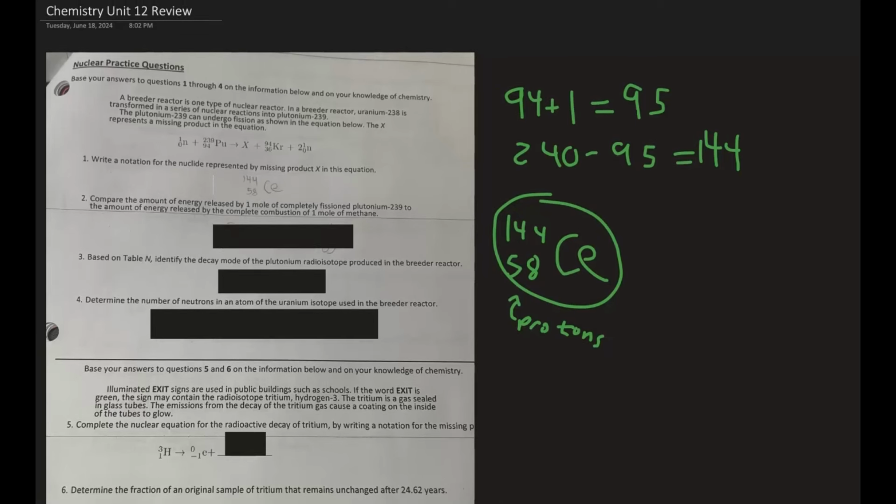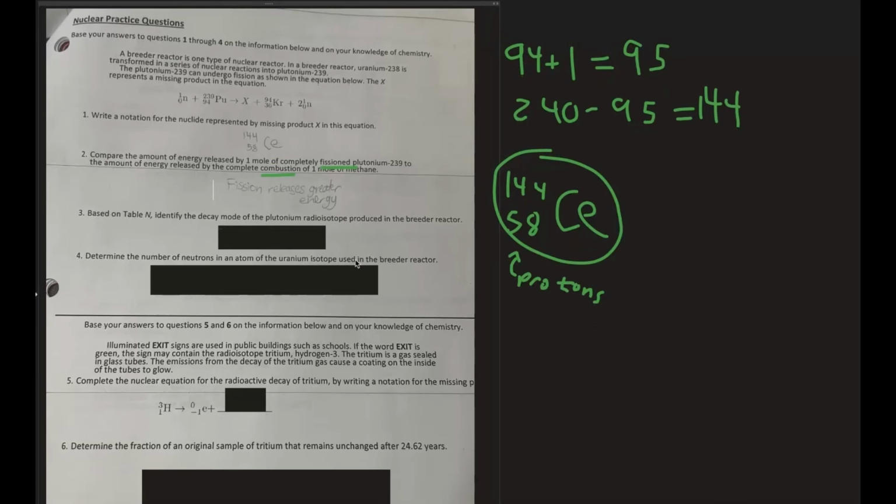All right, number 2, compare the amount of energy released by 1 mole of completely fissioned plutonium-239 to the amount of energy released by the complete combustion of 1 mole of methane. All right, so here's the thing, right? Combustion is a chemical reaction or a chemical process, whereas fission is nuclear. And nuclear reactions and processes release a lot more energy than chemical ones do, right? So like nuclear, think like atomic bombs, right? Just a vast amount of energy, very unstable. And so in our case, it would be the fission of plutonium. So fission does release greater amounts of energy.